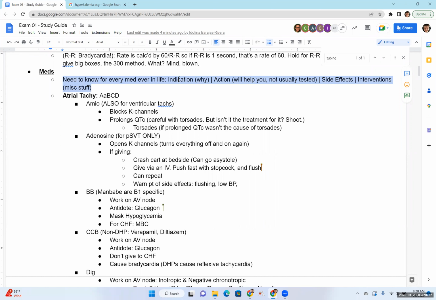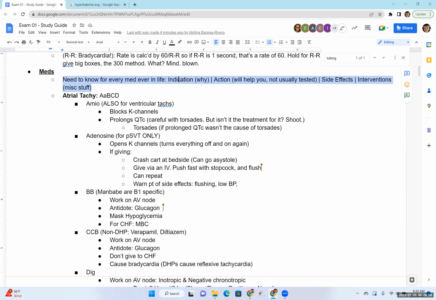Okay. And then side effects. So sometimes there's weird side effects that you can't explain. It's just they get yellow halos. Don't know why. All right. Who has yellow halos? Digoxin, right? Who gets a cough, we'll talk about next time. I'm trying to think of another med, but I don't want to overload you.